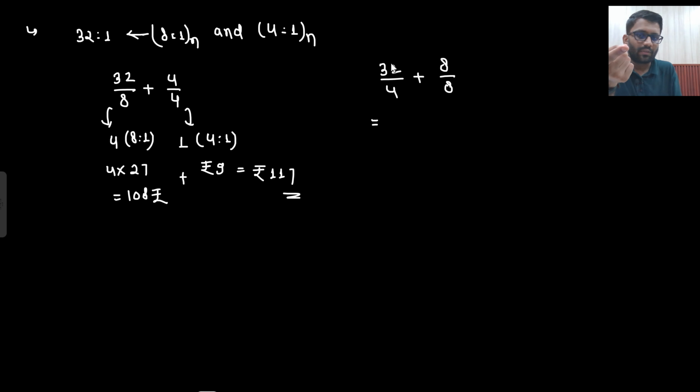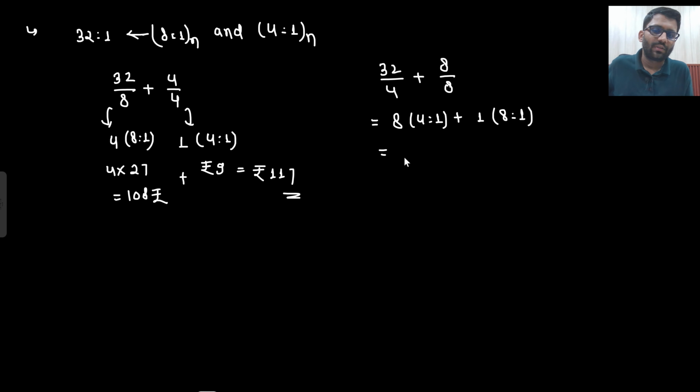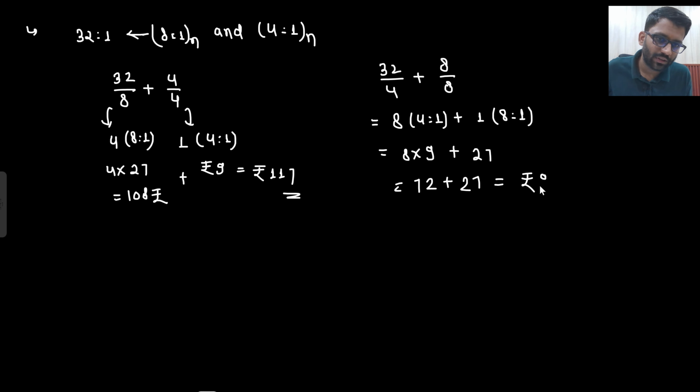So first, 32 by 4 is 8. So this is costing us 8 4:1 muxes and 1 8:1 mux. Okay, so 8 into 9 is 72, and the 8:1 has a cost of 27. 72 plus 27, this is costing you 99 rupees. So this would be a better design, right?